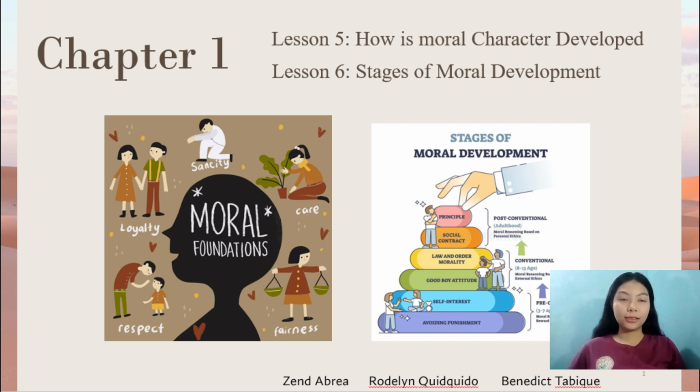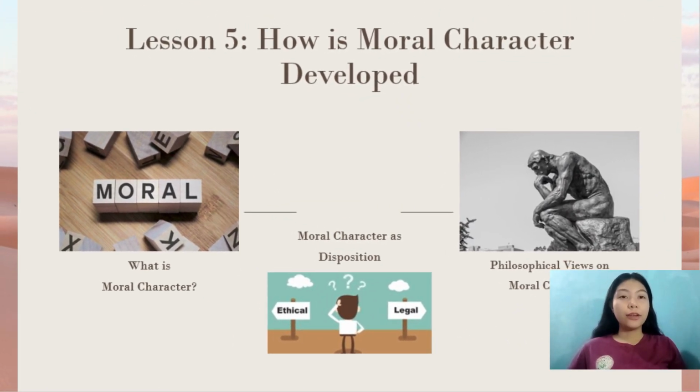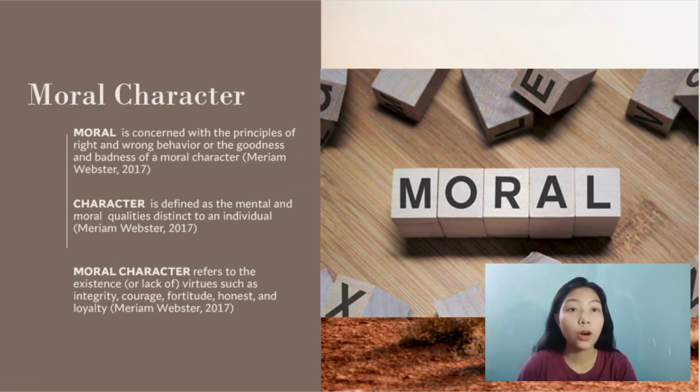Lesson 5 and Lesson 6. So Lesson 5, how is moral character developed? We will be talking about what is moral character's disposition, and philosophical views on moral character. According to Merriam-Webster, moral refers to the principles of right and wrong behavior, as well as the concepts of goodness and badness in relation to moral character. In simpler terms, it concerns the ethical standards we hold regarding what is considered acceptable or unacceptable behavior.